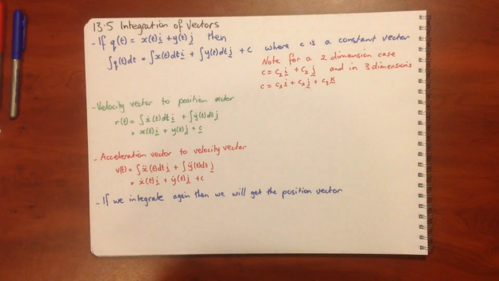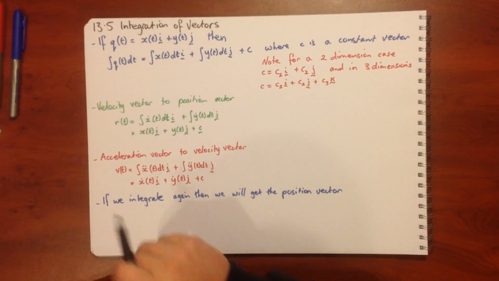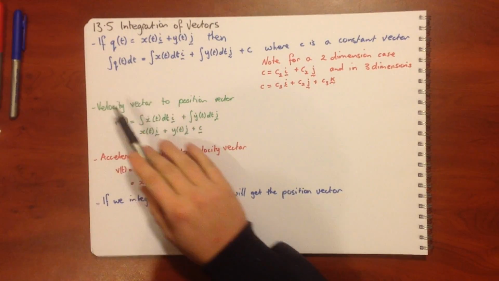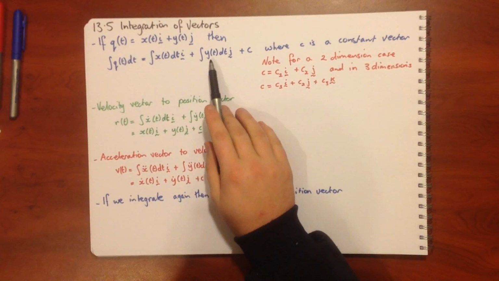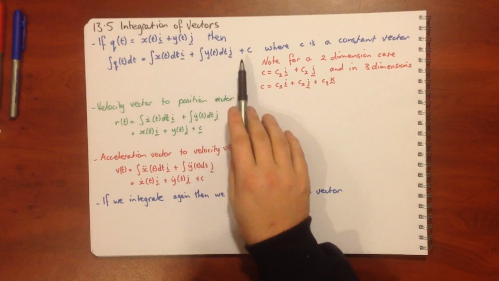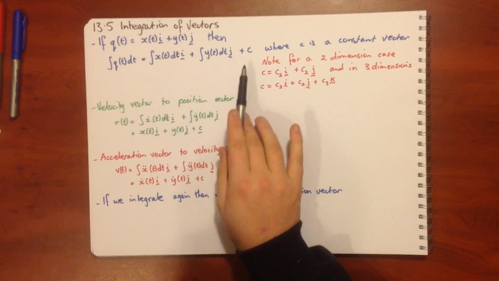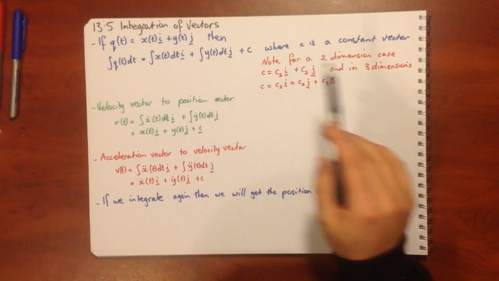Hey, in this tutorial we're looking at section 13.5, which is integration of vectors. If we've got a vector q(t) equal to x(t)i plus y(t)j, then the integral of q(t) dt is equal to the integral of x(t) dt i plus the integral of y(t) dt j plus c. Don't forget our constant of integration.